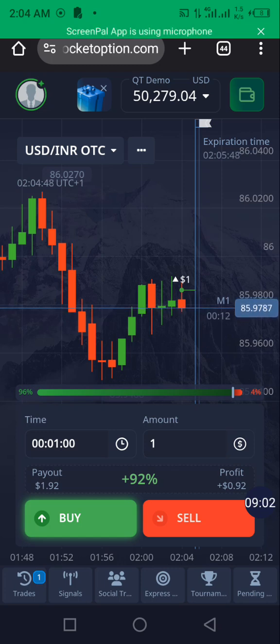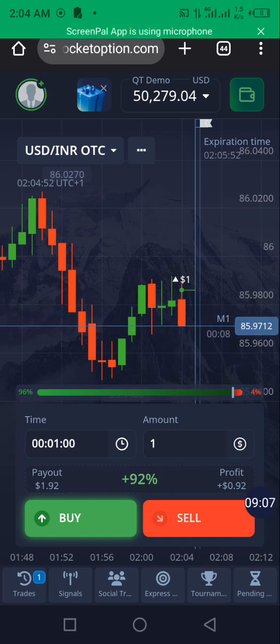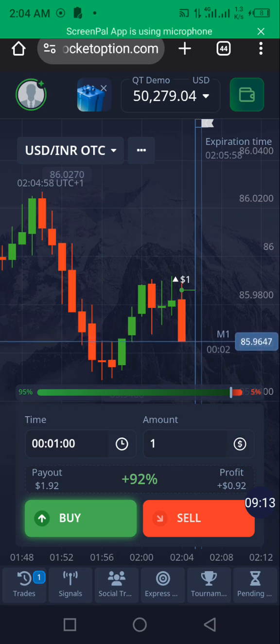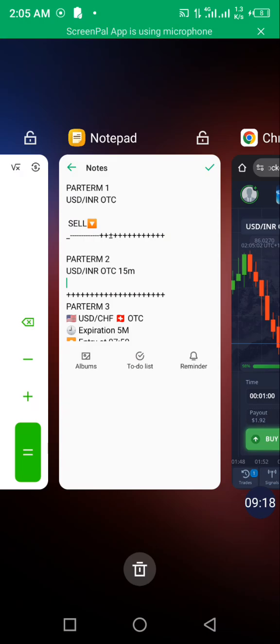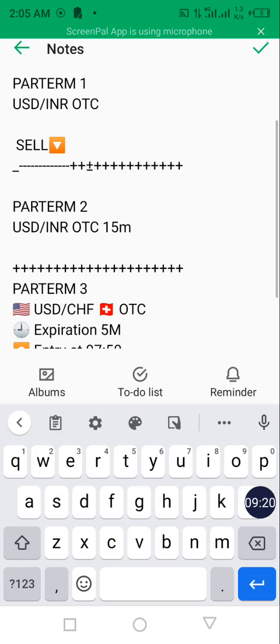When you say buy, you click on the green button. When you say sell, you click on the red button. It's as simple as that. This is for demonstration purposes. This is not a real analyzed market. So let's go to the other signal pattern.